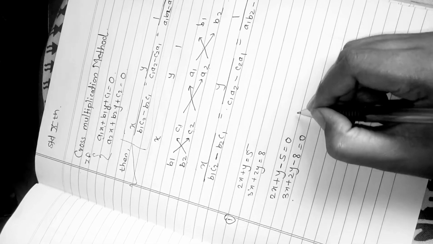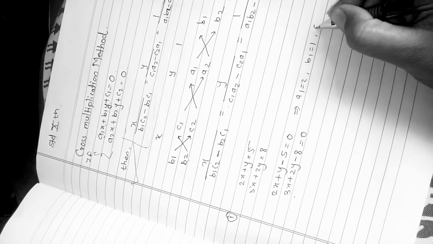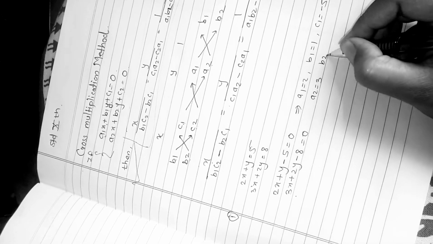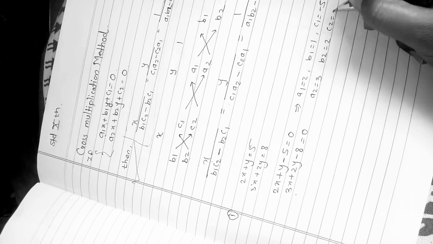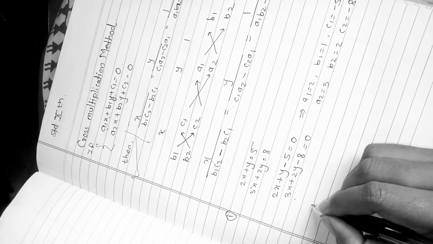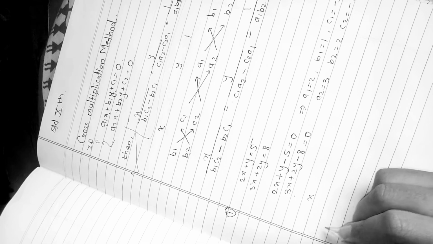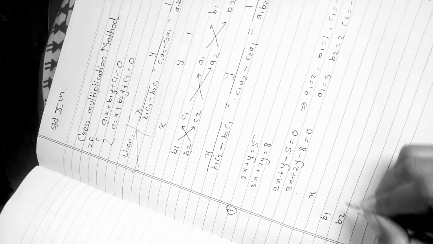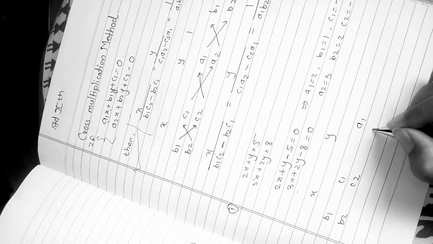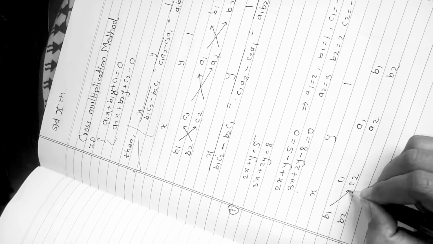So here a1 is equal to 2, b1 is equal to 1, and c1 is equal to minus 5, a2 is equal to 3, b2 is equal to 2, and c2 is equal to minus 8. So write this formula. For x, first we write this diagram. First x, b1 b2, c1 c2, y, here a1 a2 and 1, b1 b2. So we cross multiply this.